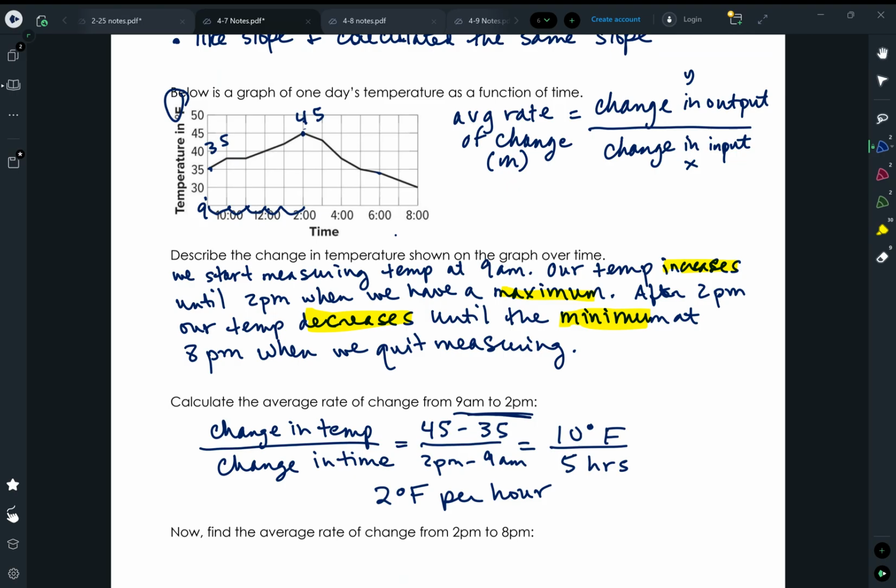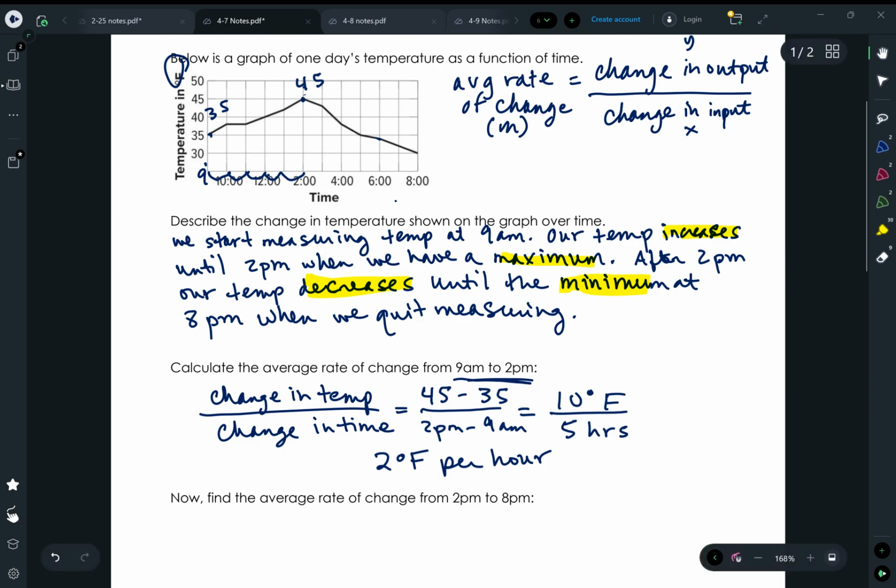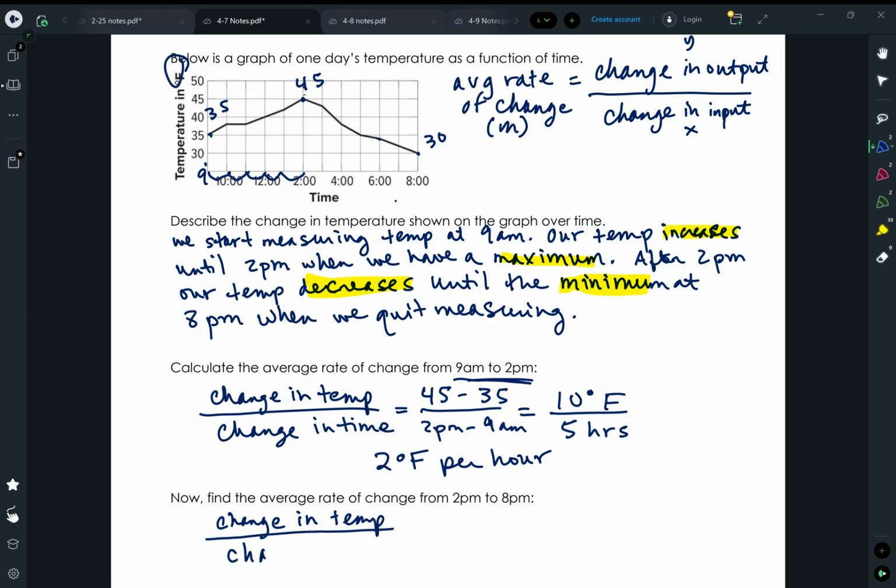So the next thing I want to do is find the average rate of change from 2 p.m. to 8 p.m. So let's go ahead and check our temperatures there. So at 8 p.m. our temperature is 30. So remember we're doing change in temp divided by change in time again.